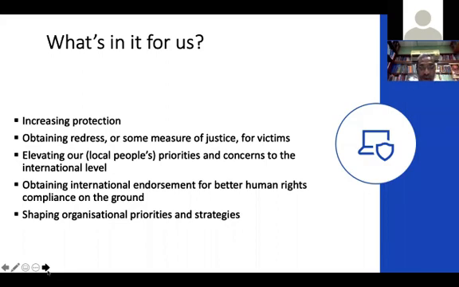This is a system where our local priorities, our local issues, our local issue in POSCO, in Odisha, in Sterlite, in Tamil Nadu, can be raised to the international level. And we can obtain an international stamping, an international endorsement for better human rights compliance on the ground. And this is also helping us shape our organizational priorities and strategies. This is very important, and that is why the international system is important for us.